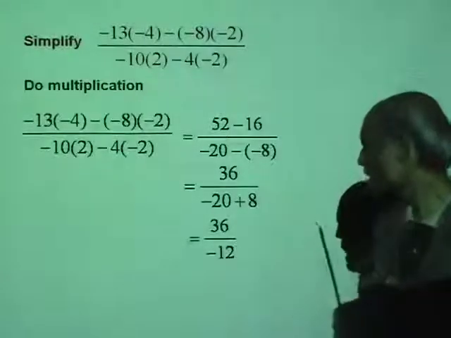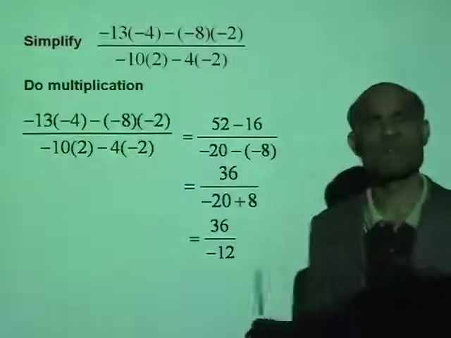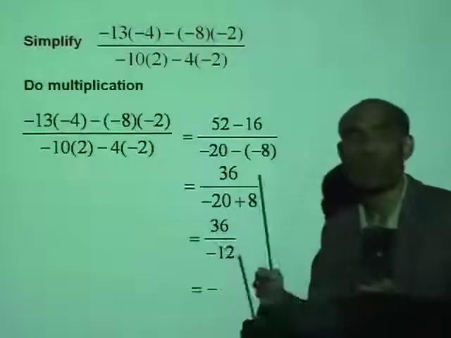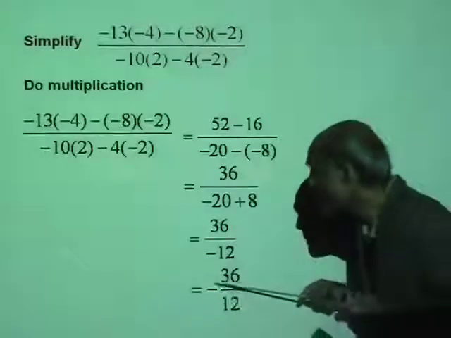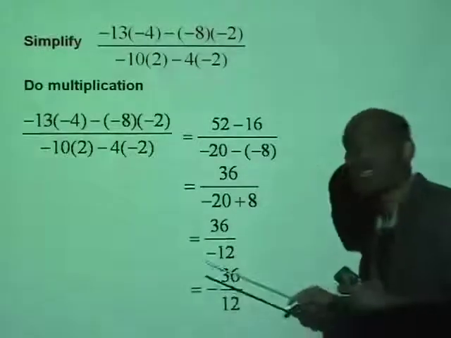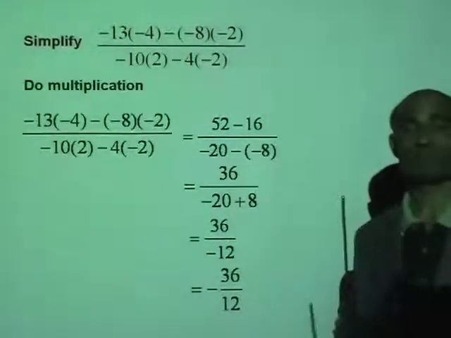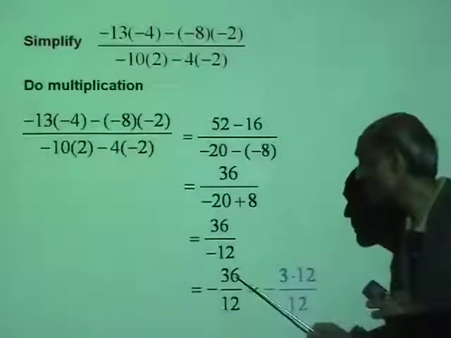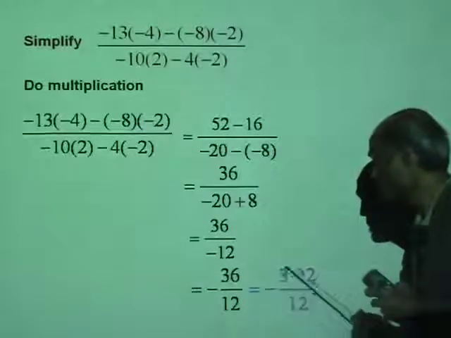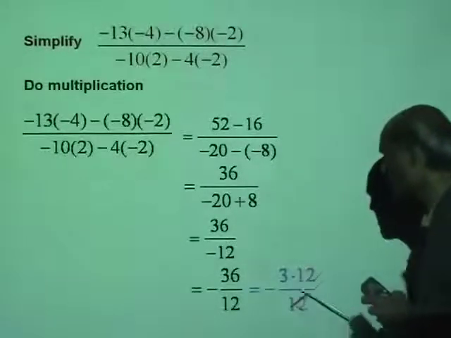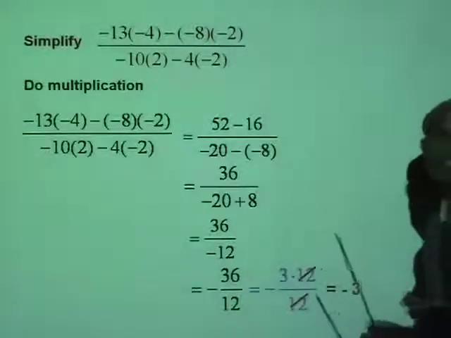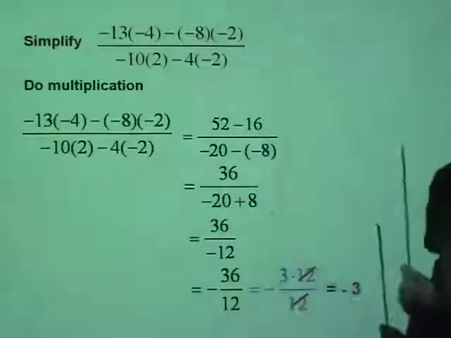Tell me, what is 36 divided by negative 12? A positive number divided by a negative number will be a negative number. Look at that. 36 divided by negative 12 is negative 36 over 12. And 36 can be factored as 3 times 12. So that will be negative 3 times 12 divided by 12. And the 12s will cancel. The result is negative 3. Okay?